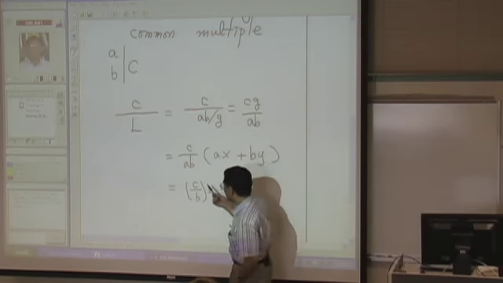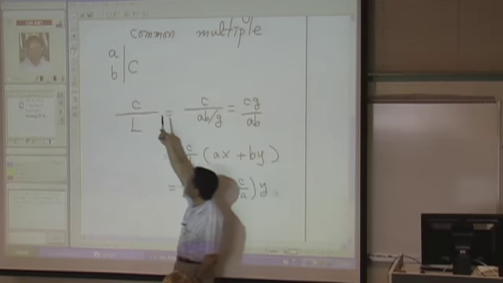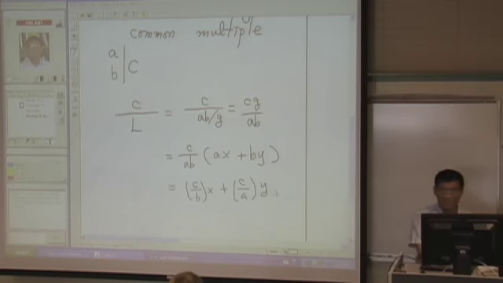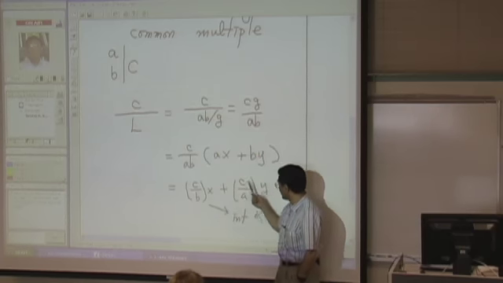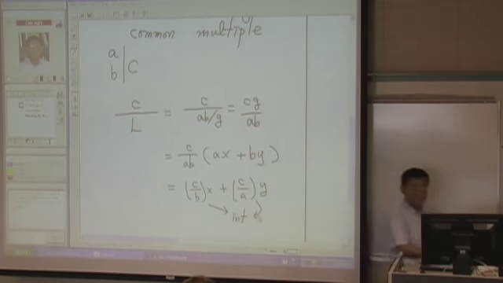And take a look. C is a common multiple of B and A, right? C is divisible by B, C is divisible by A. So this is an integer, and this is also an integer. So integer times integer X plus integer times integer Y. So all these are integers. So this is an integer.